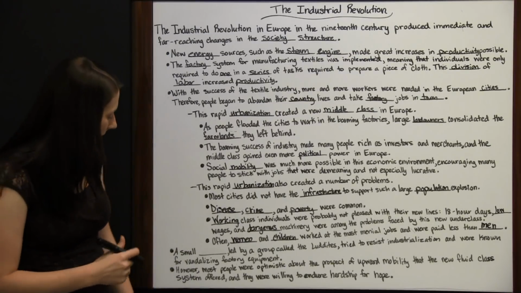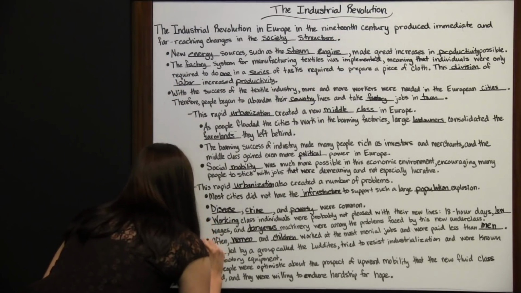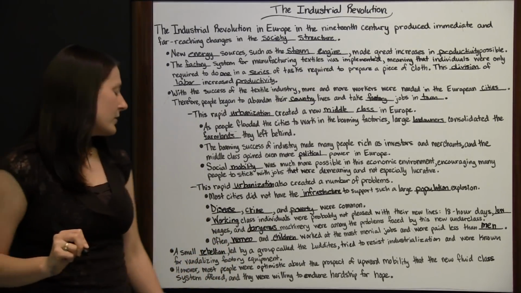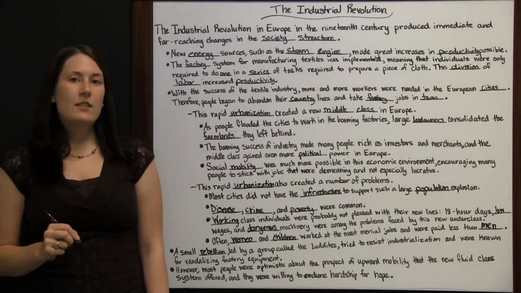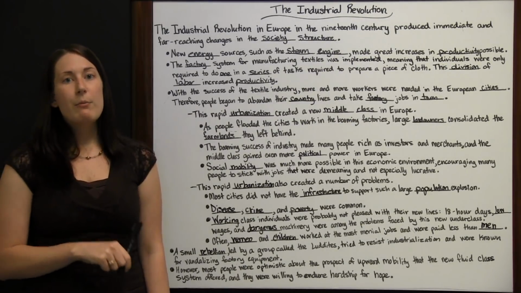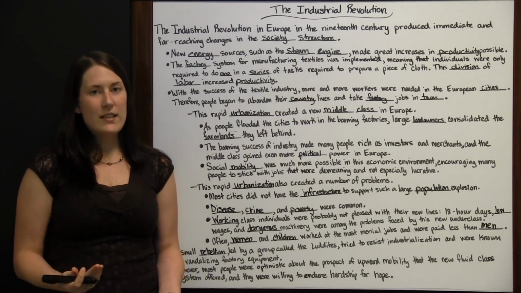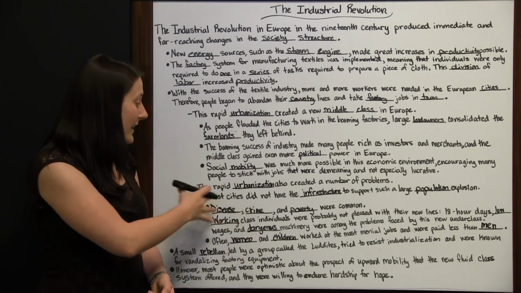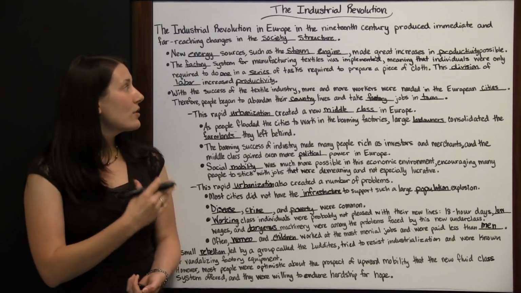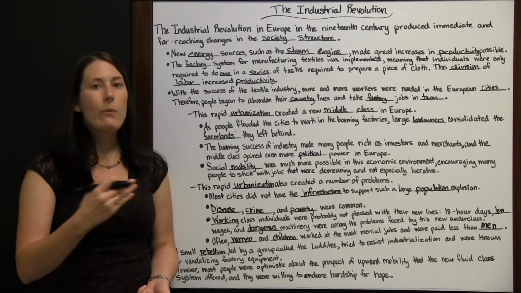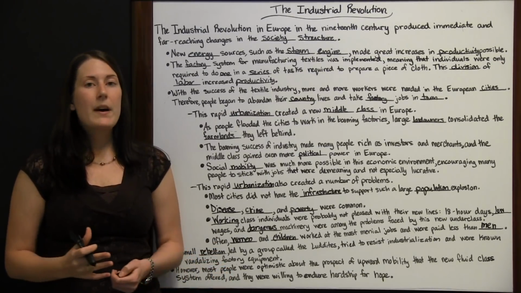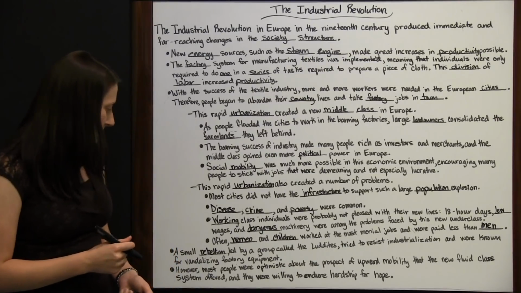A small rebellion led by a group called the Luddites tried to resist industrialization and were known for vandalizing factory equipment. So they were one group who did not like this industrialization. They didn't like all the bad things they saw come with it, and they didn't like the social class changing, and they said, okay, we don't want all this industrialization. We want things to kind of stay how they were, but that didn't really work out.